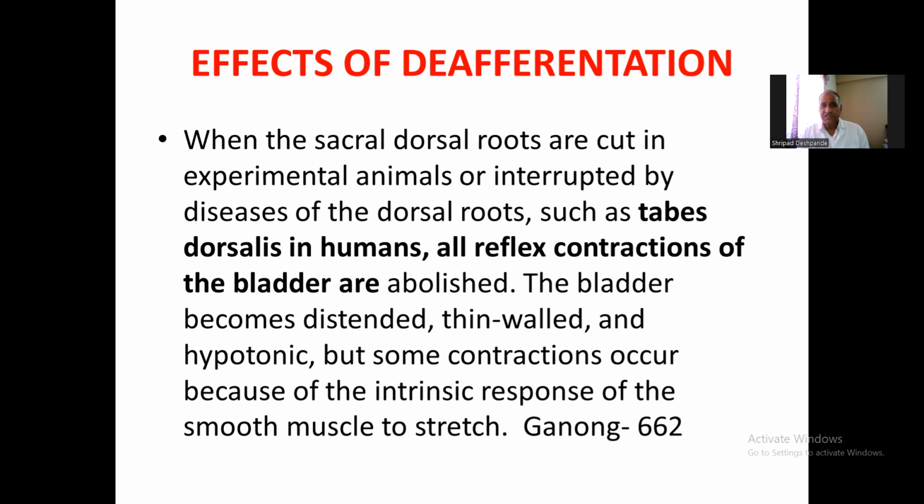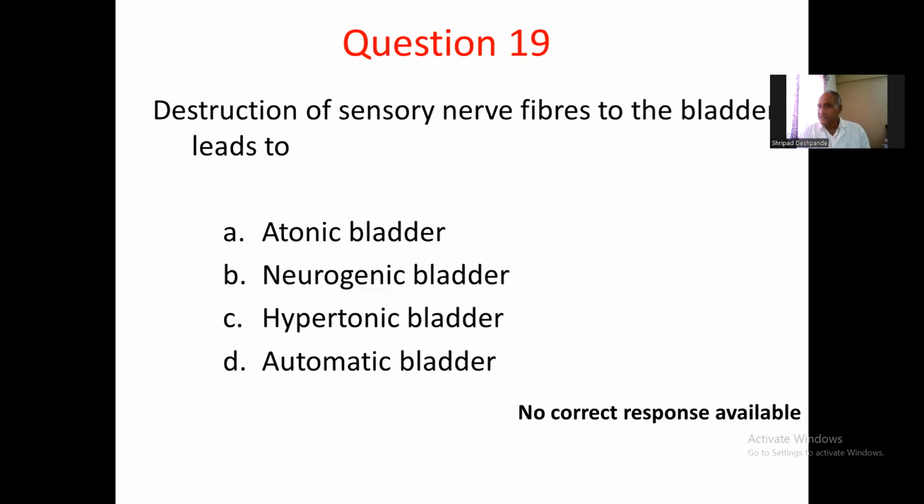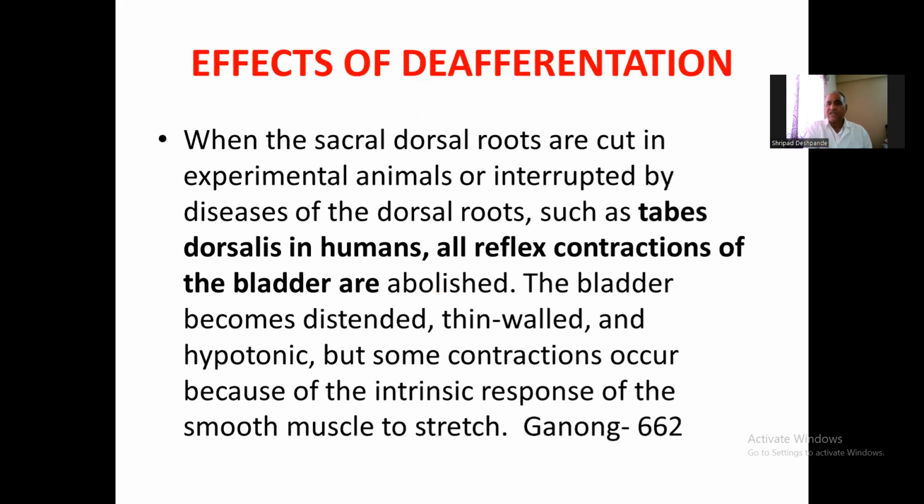But some contractions occur because of the intrinsic response of the smooth muscle to stretch. Therefore, the correct response is the hypotonic bladder, not the atonic bladder. It must have been a hypotonic bladder. The examiner may have a certain opinion, but as I have read in Ganong page 662, it should be hypotonic bladder. So there is no correct response available for this question.